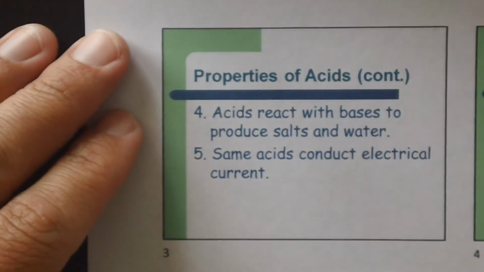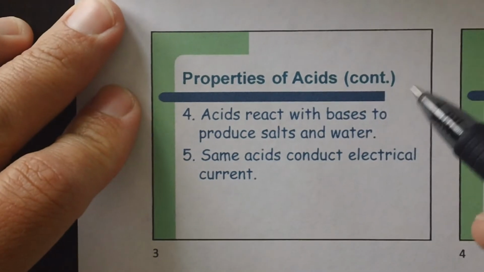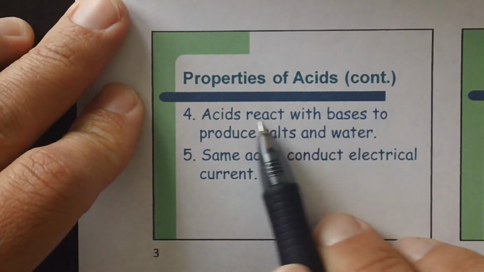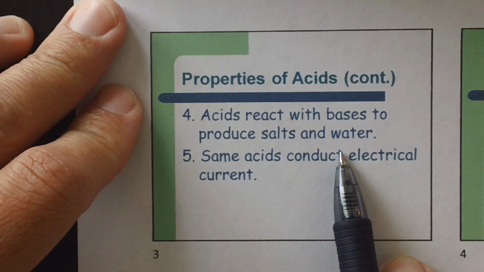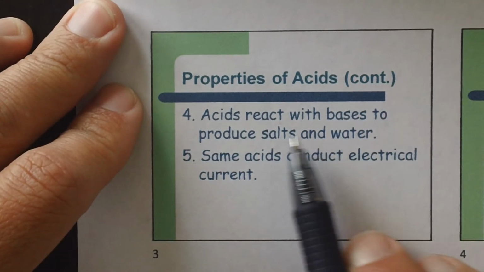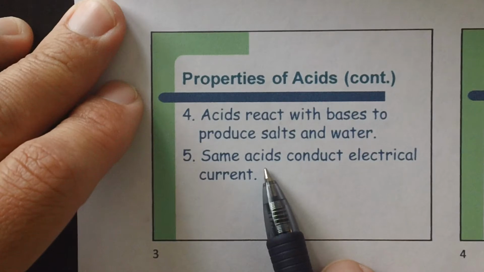And then you got properties 4 and 5. They happen to be the same properties as the base properties for 4 and 5. Acids and bases react to produce salt and water, always. That's a good one for us. You'll see that in some equations as we move forward.